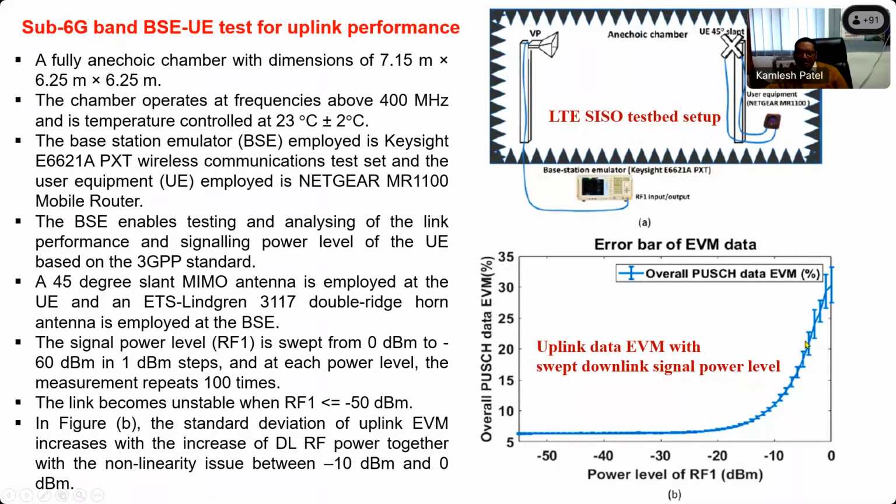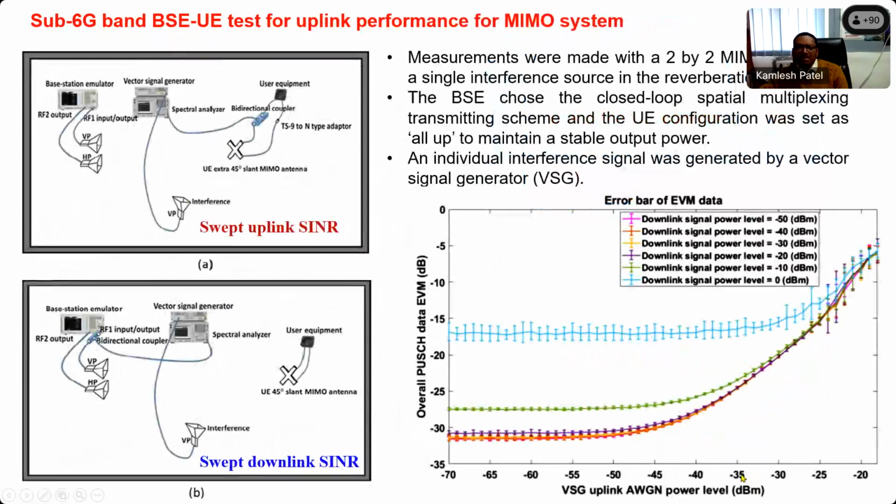So this bar is representing the value of uncertainty in the EVM. We can see as the value of RF power is increasing, the value of uncertainty associated with the EVM is also increased. This can be judged by the higher value of the bar for the EVM measurement. For example, at -10 dBm we have a small bar. For 0 dBm, we have a large bar. So the uncertainty with the EVM measurement is also increased with the increase in the power level of the signal.